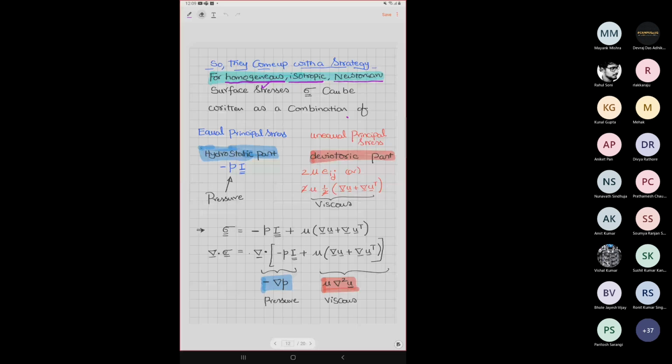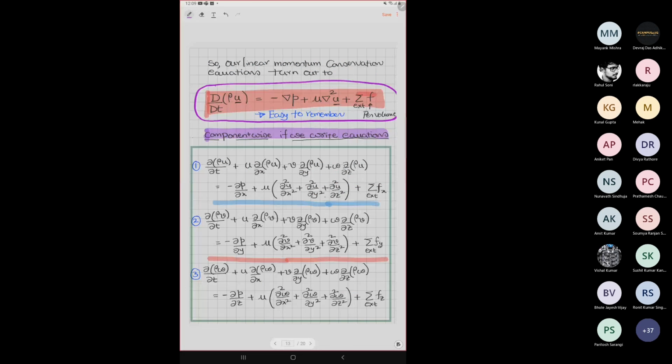Our linear momentum equation, if we are going to write it, d by dt of rho u is equal to minus del p plus mu del square u plus summation of these external forces. If I would like to expand this Lagrangian derivative, del by del t plus u dot del of rho u. So u dot del rho u is u del by del x rho u plus v del by del y rho u plus w del by del z rho u. This is the x-directional momentum equation.